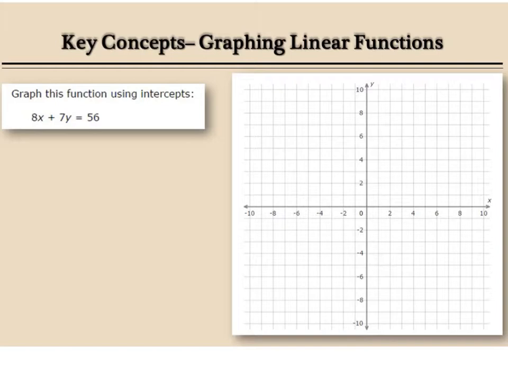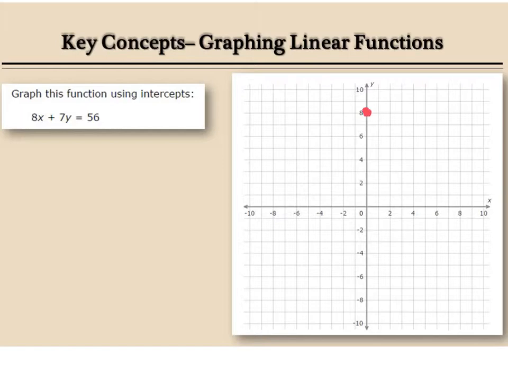So if I make x 0, then that term is gone. And I'm left with 7y equals 56. Well, when I divide 56 by 7, I get y equals 8. So when x is 0, y is positive 8. So there's my first point, right up there at 8.